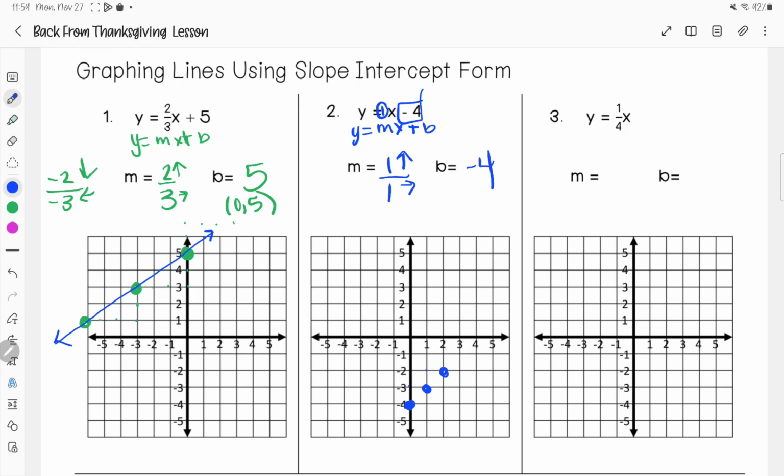Up 1, to the right 1, up 1, to the right 1. That gave me the top half. I could also go negative 1 over negative 1, which is down and left, which would give me the other side of that, and then I could draw my line through there.